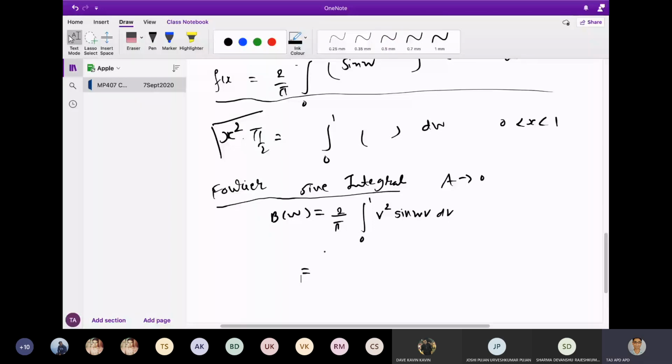Okay, so if you have got the answer, you can just tell me what answer you're getting. So definitely this is going to be 2 over pi. This is going to be times f of x. Let's just write it down. F of x equal to 0 to 1.